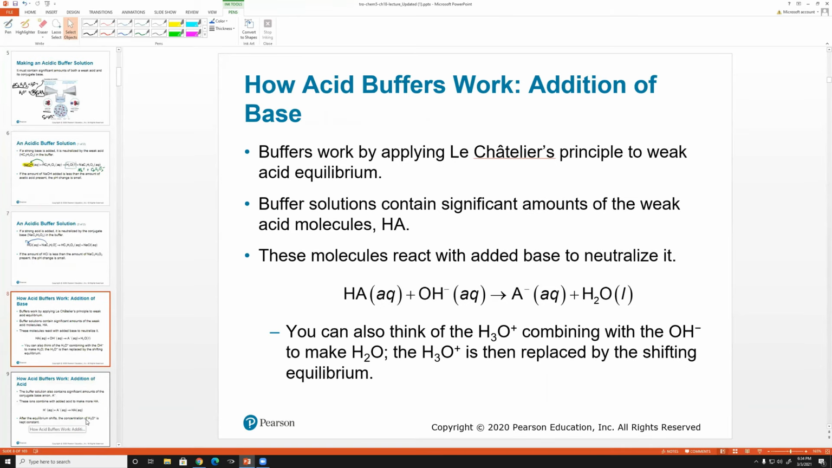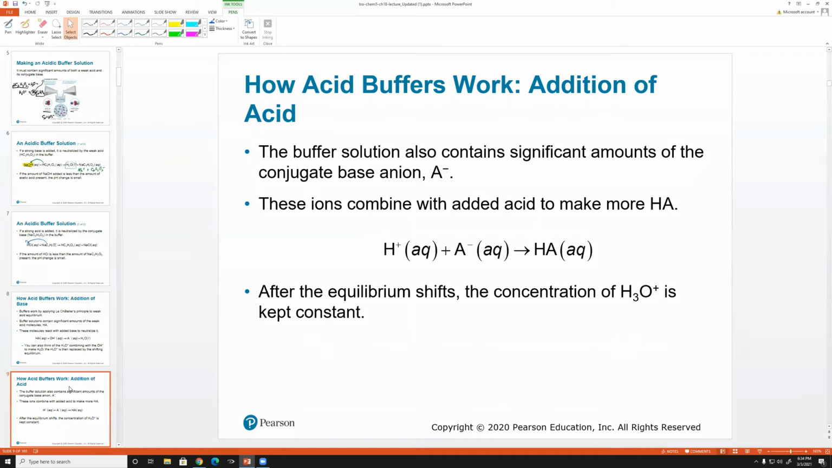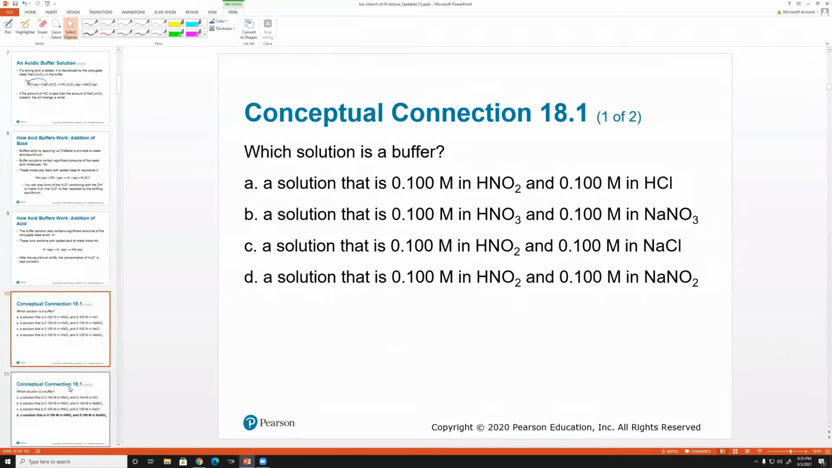All right, so basic buffer system. Oh, sorry. Addition of a base. We kind of already talked about this. Basically what we're using is Le Chatelier's principle again, because it is an equilibrium. Now, the best way to go about this is to do examples later on. But first we'll talk about the conceptual question of what's a buffer.